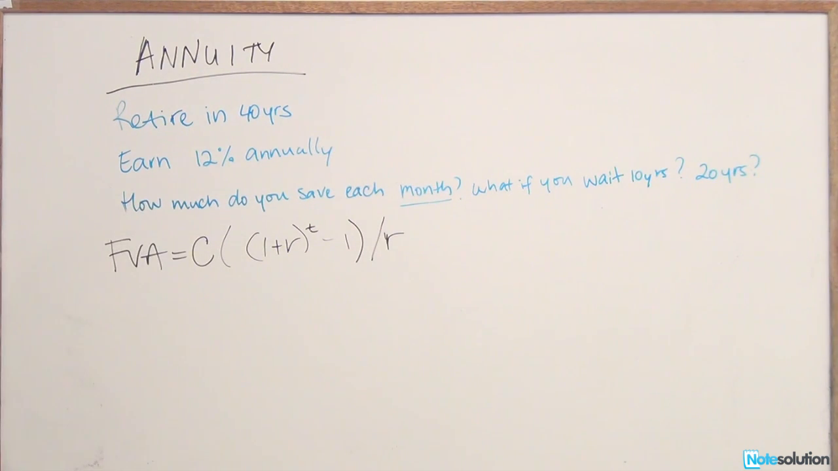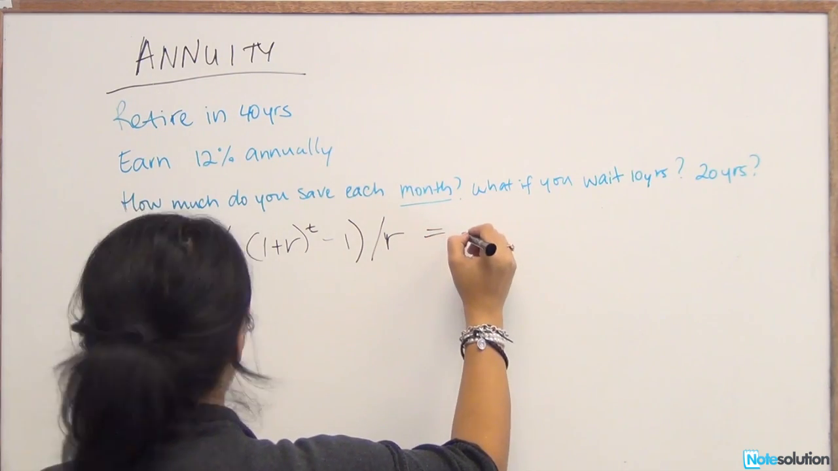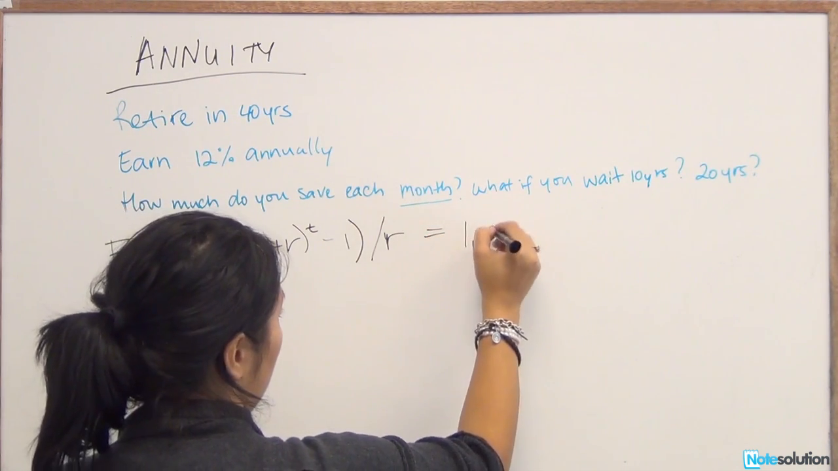So now that we have the basic equation, we can start solving the question. We know that you want to be a millionaire, so that's your future value of the annuity, 1 million. So we're going to set the FVA as 1 million.